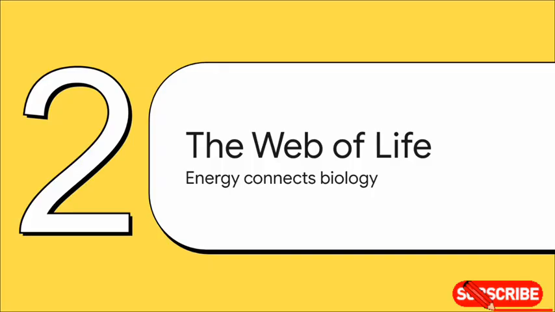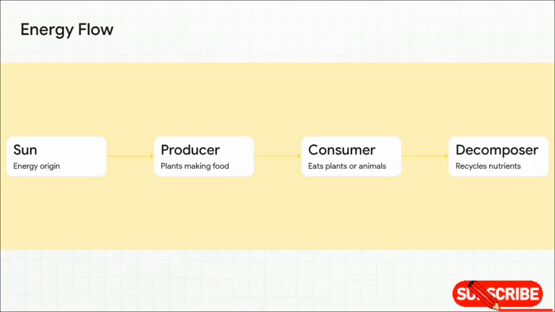Now let's zoom in a bit from those giant mountain ranges for Section 2, the web of life, how energy connects all living things. Think of this as nature's ultimate biological energy highway. Fun fact, every single bite of food you take is basically just sunlight in disguise. It all starts with the sun. Producers, like plants, use that brilliant sunlight to make food. Then consumers, like herbivores and carnivores, come along and eat those plants, or they eat other animals.